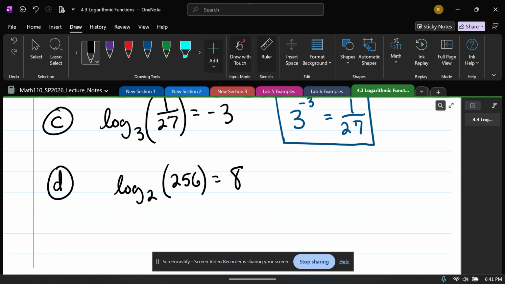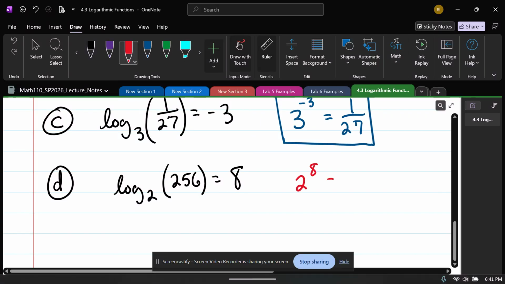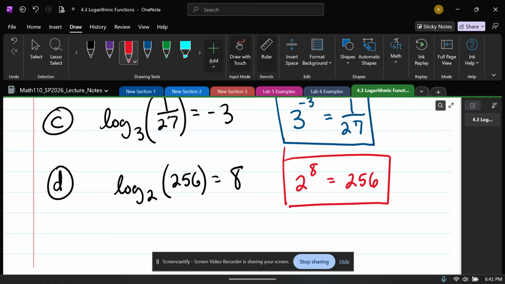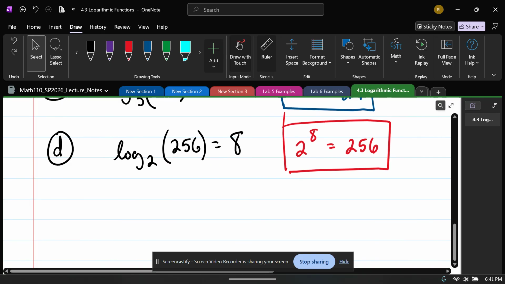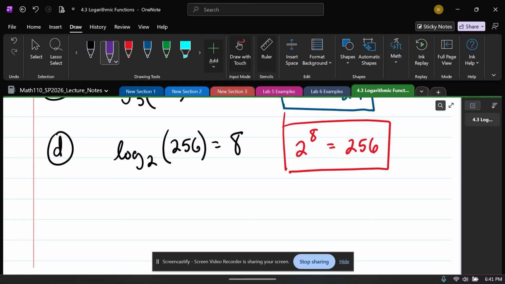Let's try another one here. Log base 2 of 256 equals 8. What is that in exponential form? Base 2 is important if you like computers or electronics. Base 2 is what all of that's based out of.